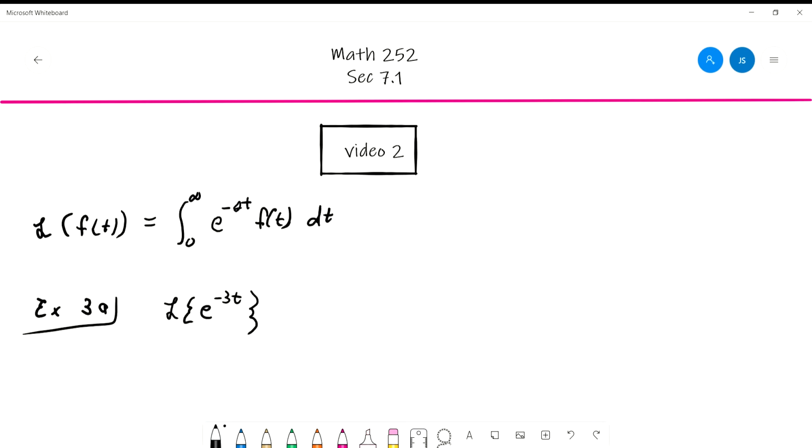Math 252, section 7.1, the definition of the Laplace transform. This is video 2. We're going to do some more examples. We're going to start with example 3a from the book. That's the Laplace transform for e to the minus 3t.